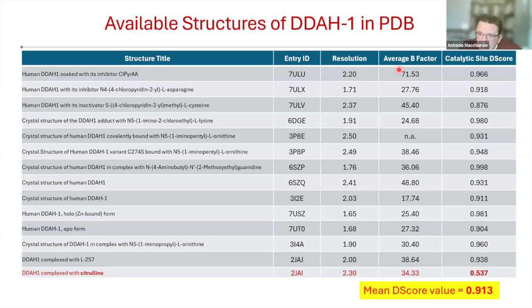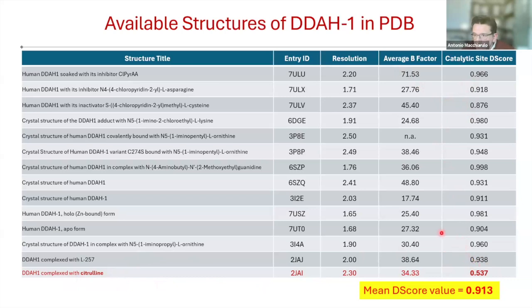If we look at all the crystal structures that have been solved and deposited in the PDB, we can see that we have structures with different levels of resolution, but also different scores of the catalytic site in terms of druggability. Here, the parameter reported is the drug score, and it has been calculated using SiteMap. As you can see, these scores range from 0.9 to the lowest value, in the crystal structure of DDAH1 complexed with citrulline, of 0.5.